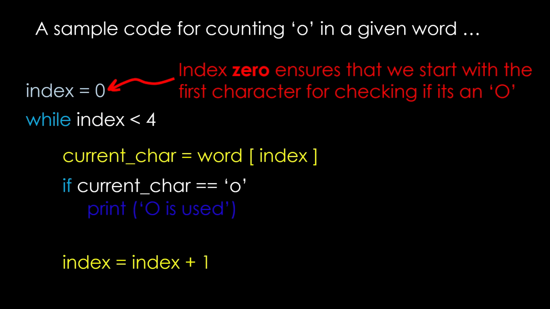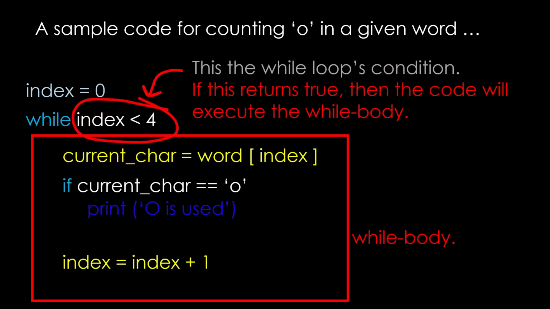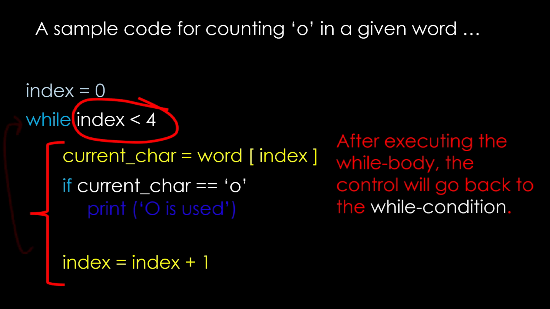The first line initializes the variable index to 0. This index will be used to extract the characters one by one from the given word. The next line is a while loop condition followed by the while body. If the condition returns true, then the body will be executed. After executing the while body, the control will go back to the while condition. The same process kicks in again.